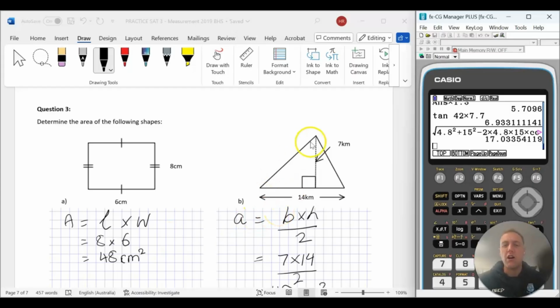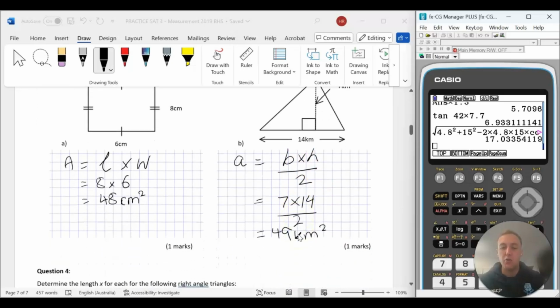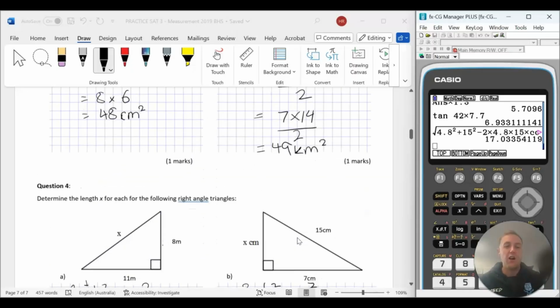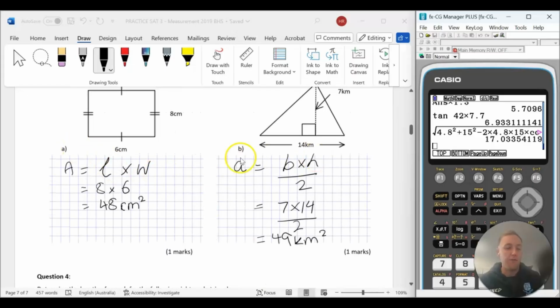Next one is our triangle. 14 kilometers by 7 kilometers. Is the height of that 7 kilometers? We know that our formula is base times by height divided by 2. 7 times 14 divided by 2 gives us 49 kilometers squared. That is that one done. Make sure as well for both we write in our formulas. We need to show that we know the formula, we can replace our numbers, and we can find the answer.